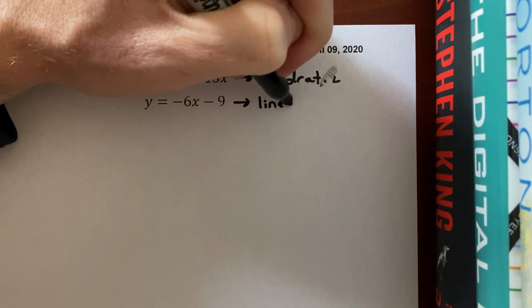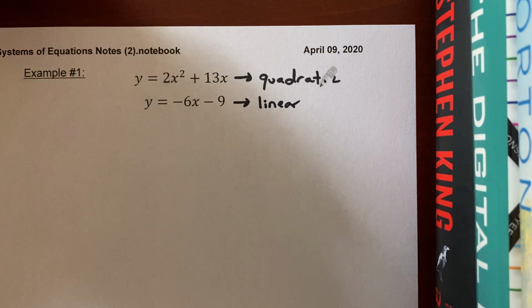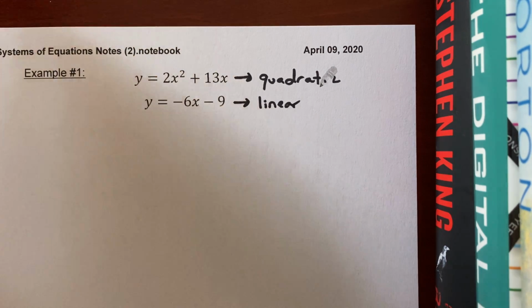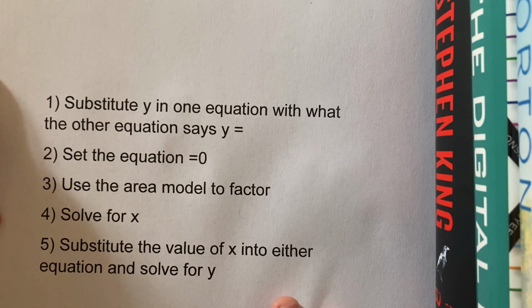That is a linear function because the exponent on my x variable is just a 1. That's why we don't see it. Therefore, it's a linear function. All right, so if you look down on the notes that were provided to you, it tells you the steps that we're going to be taking.